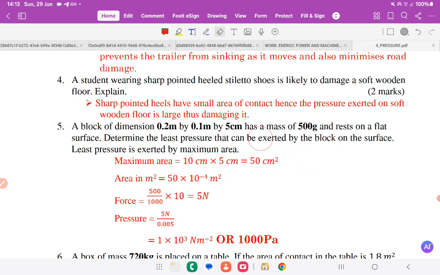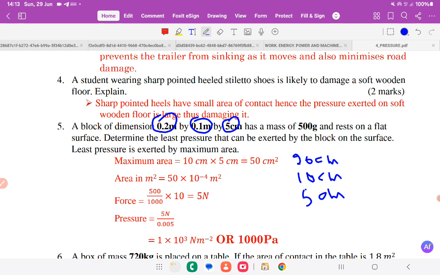Okay, so let's see what happens. Mind you, you have two types of units here. You have 0.2 meters, which is the same as 20 centimeters. And 0.1 meters, that's again 10 centimeters, and then you have 5 centimeters. So the units are now the same.